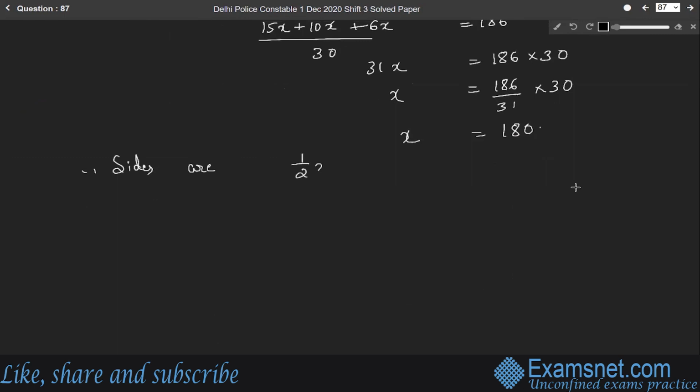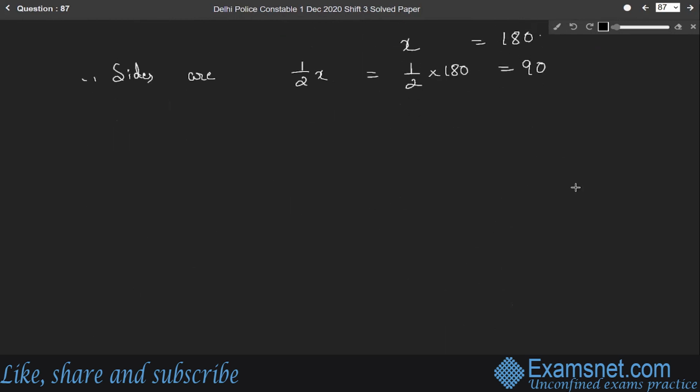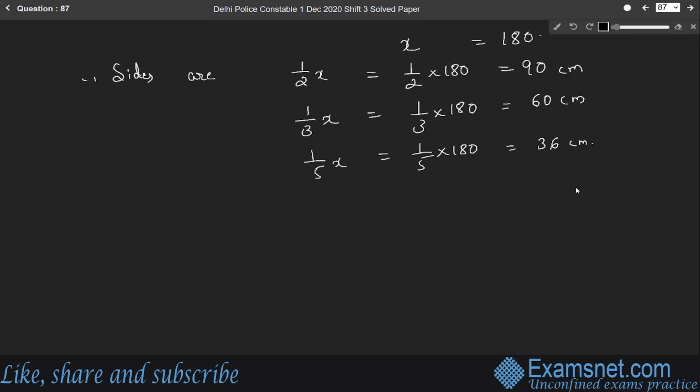Sides are 1/2x is equal to 1/2 into 180, which is 90, right? So since the perimeter is in terms of centimeter, so side is also in terms of centimeter. And the next side is 1/3x. So 1/3 into 180, which is equal to 60 centimeter. And 1/5x is equal to 1/5 into 180, which is equal to 36 centimeter, right? 36 centimeter.